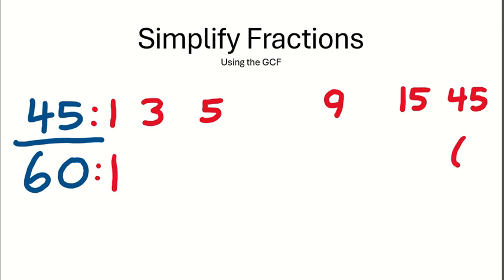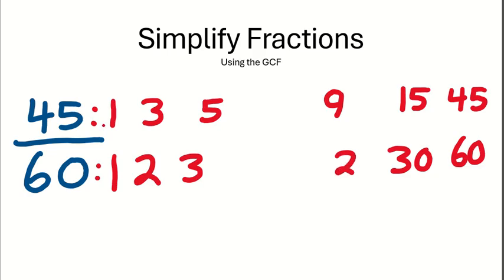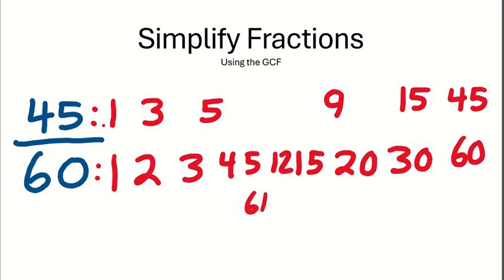1 times 60 is 60. 2 times 30 is 60. Will 3 go into 60? It will indeed. 3 times 20 is 60. Will 4 go into 60? It will, of course. 4 times 15 is 60. Will 5 go into 60? Indeed it will. Am I going to run out of room? It would appear as though I am. 5 times 12 is 60. Will 6 go into 60? It will. 6 times 10 is 60.